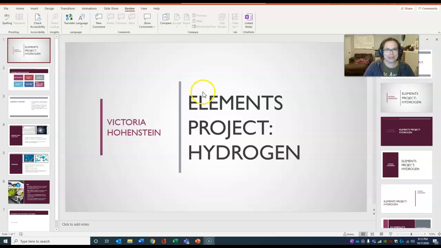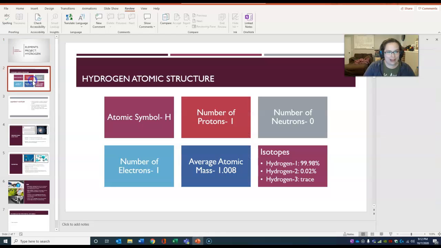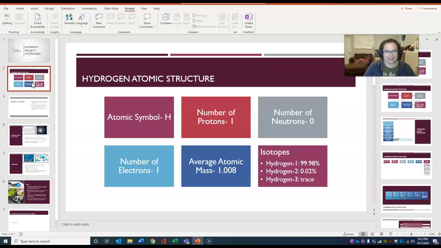So the first change I made is I put this cover slide on it, which includes my name and the element that my project is on. I only have one chemistry class, so you don't have to tell me what period you're in. I still have my slide that talks about the atomic structure information, so symbol and isotopes and protons and neutrons.